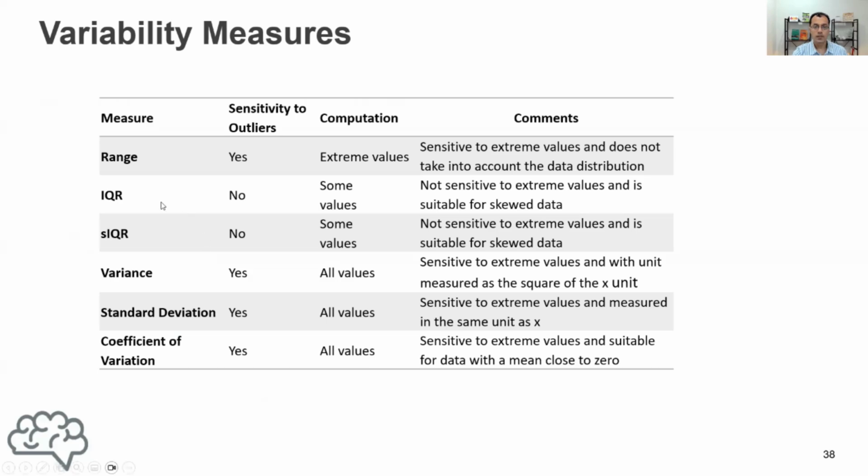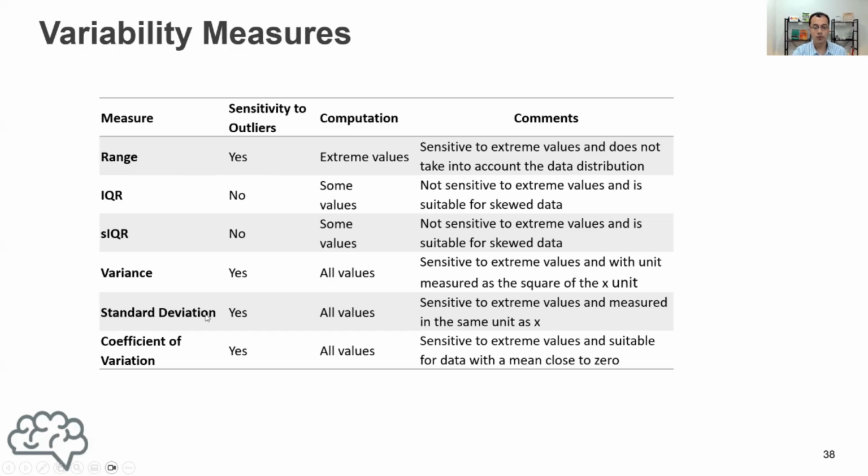Just as we did with the central tendency measures, let's make a comparison between the different variability measures. Let's consider now their sensitivity to outliers, their computation, and a few comments about each one of them. As the range takes into account only the extreme values, it's highly sensitive to outliers or to the extreme values. The same holds for variance, which takes into account all values, including to calculate the average that's used to determine the dispersion or the spread of the distribution.